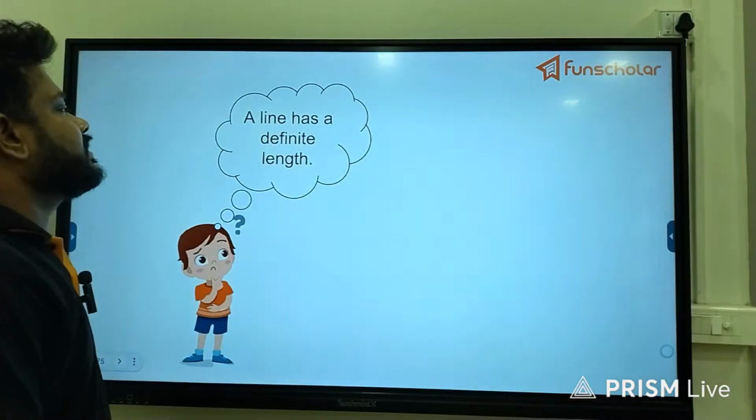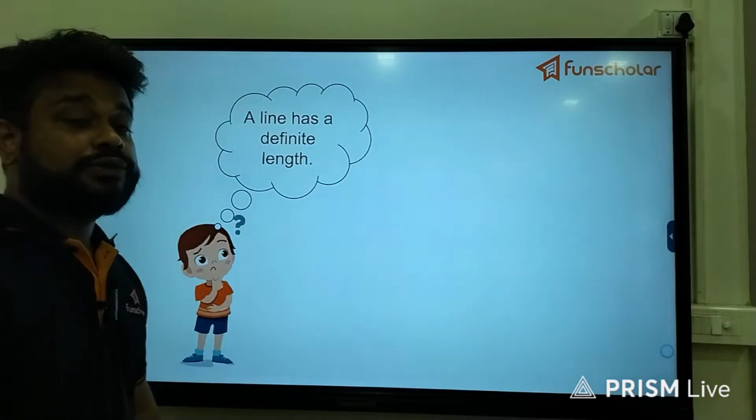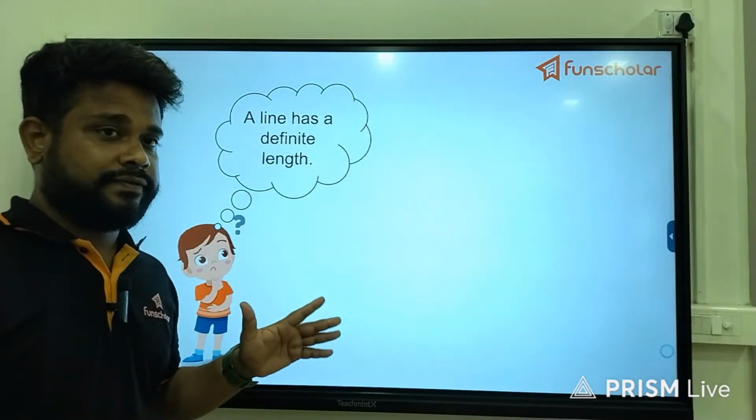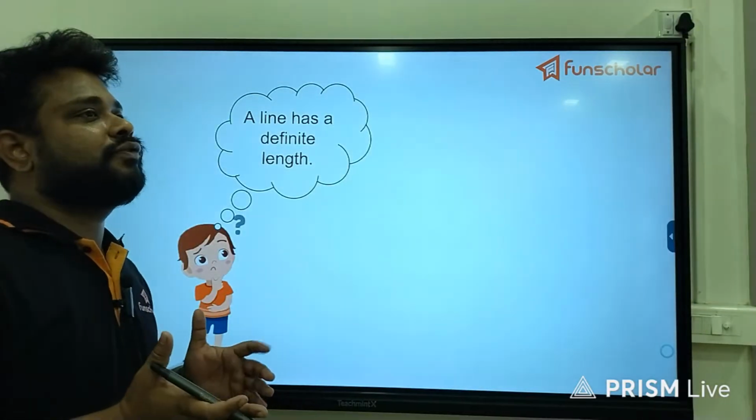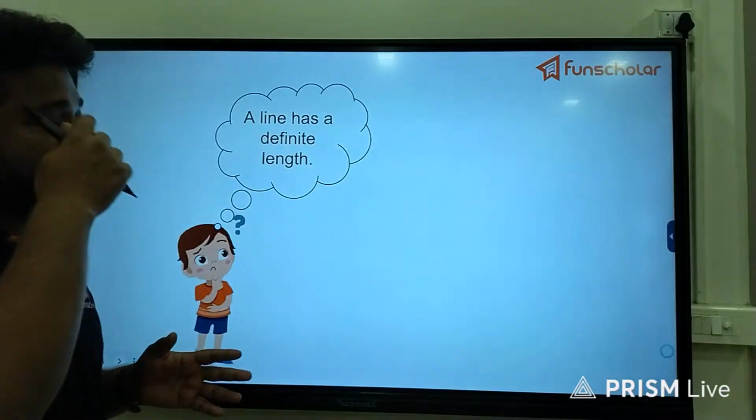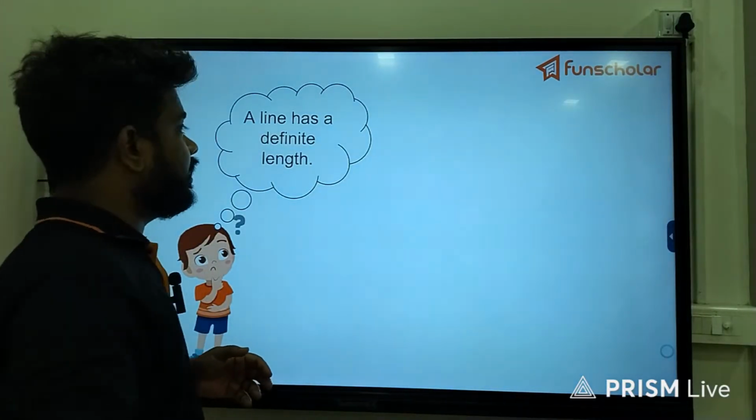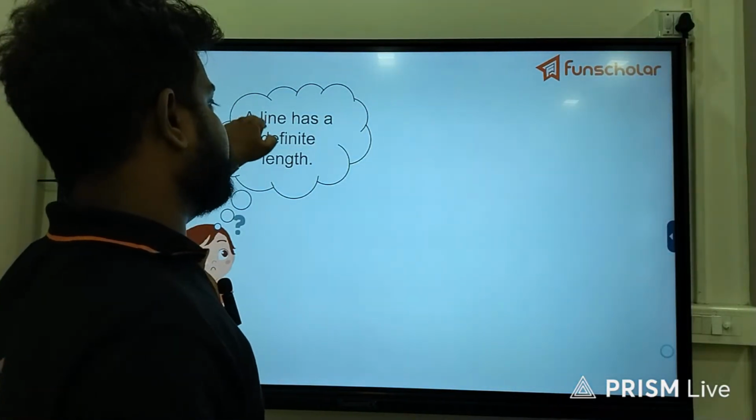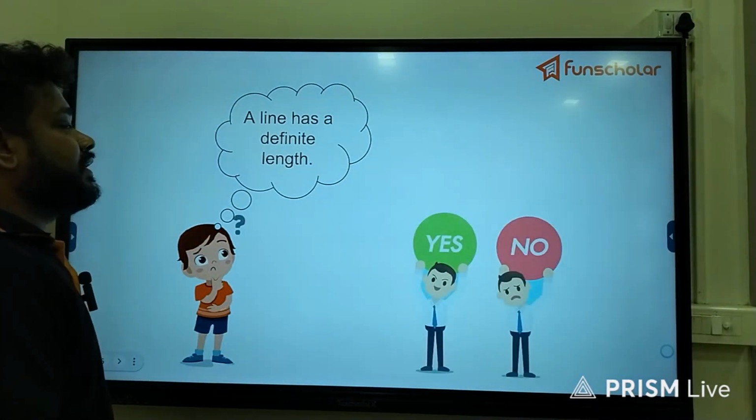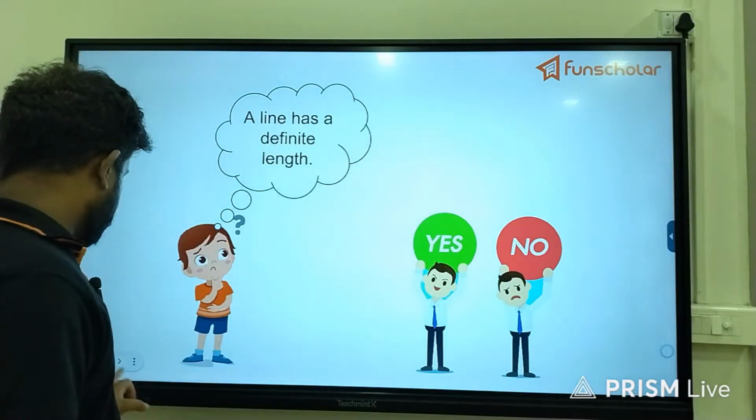Next, a line has a definite length. Okay, a line doesn't have a definite length, but a line segment has a definite length. From the starting point, I have told you that we sometimes mistake lines for line segments, but here they have specified it as the line. So a line has a definite length, it will be no.